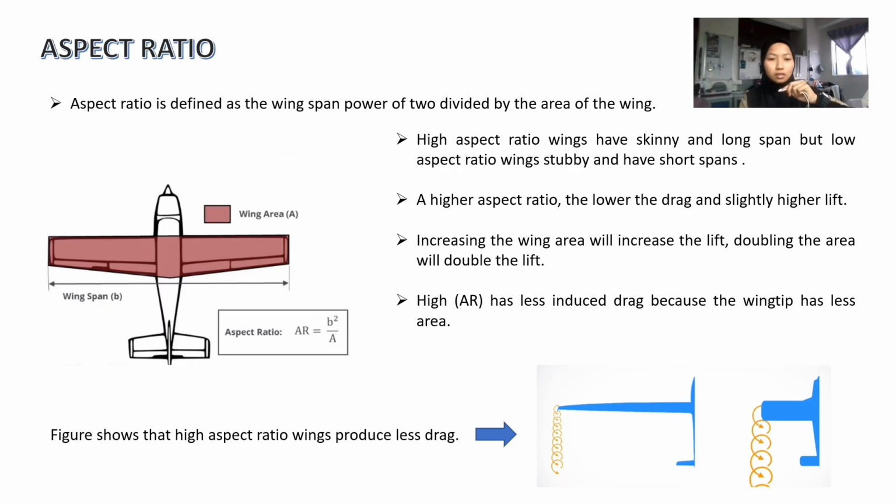So the next slide is about the aspect ratio. Aspect ratio is defined as wingspan squared divided by the area of the wing. High aspect ratio wings are skinny and long-spanned, but low aspect ratio wings are stubby and have short spans. So what is the span?